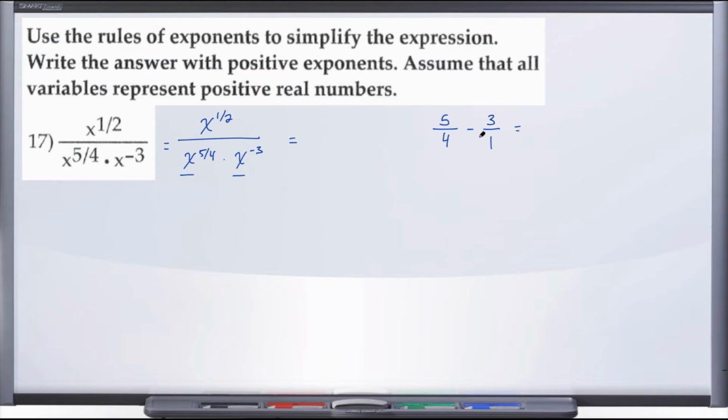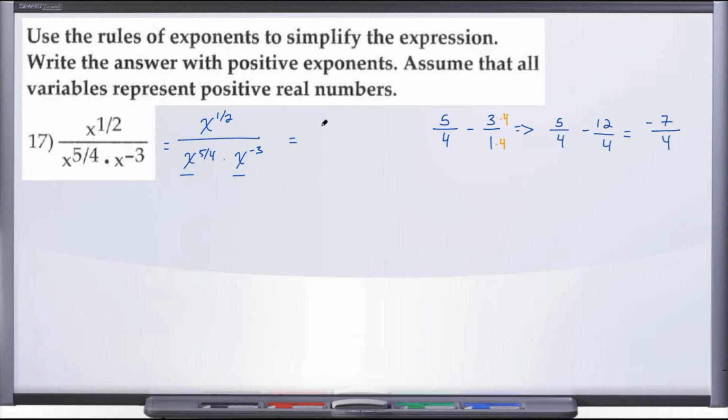Well, we know that when we add and subtract fractions, we need a common denominator. And because we have a 4 and a 1, the common denominator is going to be 4. So we don't have to do anything to the first fraction, but we do have to do something to our second fraction here. So let's go ahead and multiply our denominator by 4. And we know whatever we do to the bottom, we have to now do to the top. So what we can say is that we really have now 5/4 minus 12/4. And that's going to give us -7/4.